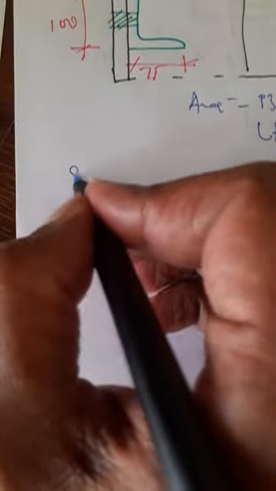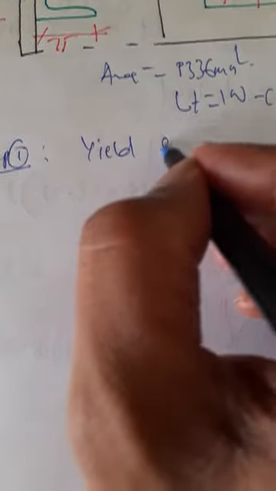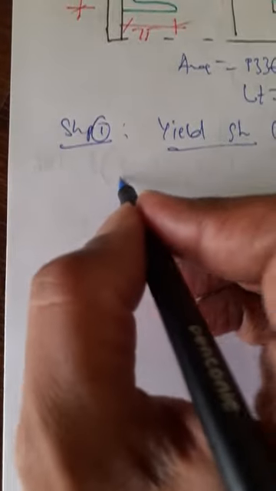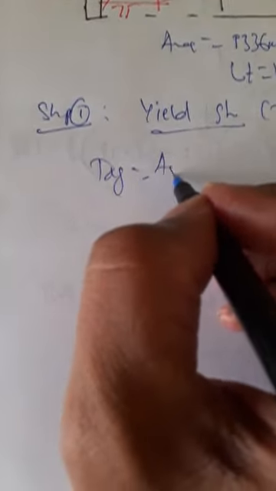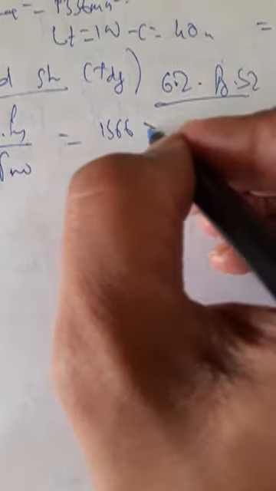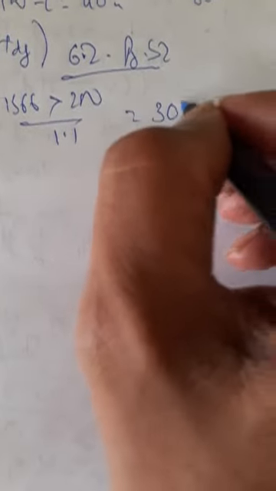Now step 1, yield strength, TDG. So this is given in clause 6.2, page 32. TDG is equal to AG Fy by gamma m0. AG gross area 1336 into Fy 250 divided by 1.1. You have the value 303.6 kilonewtons.